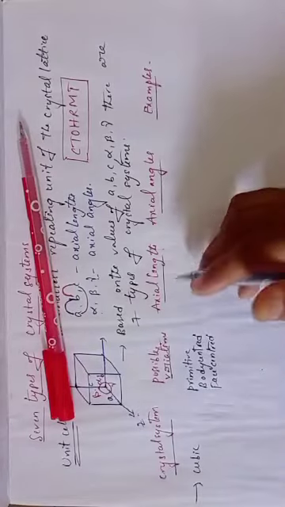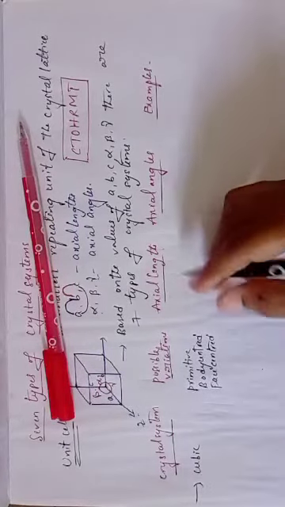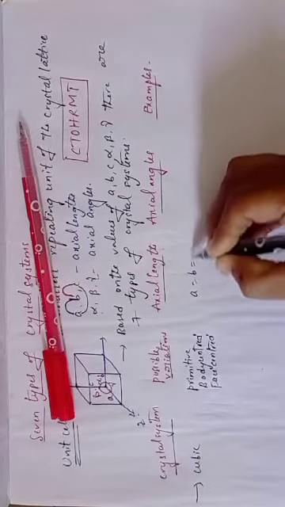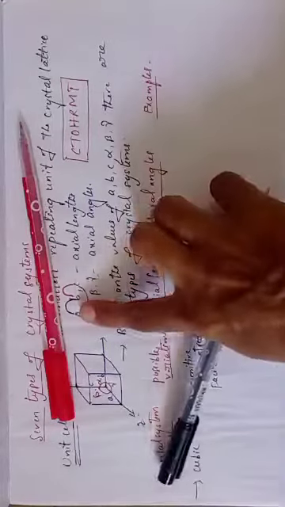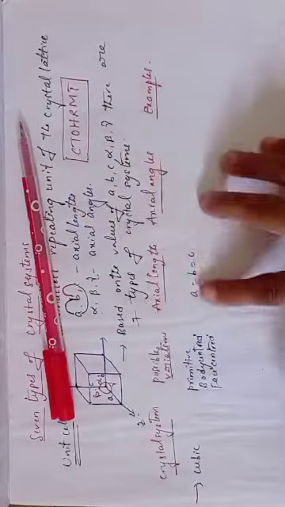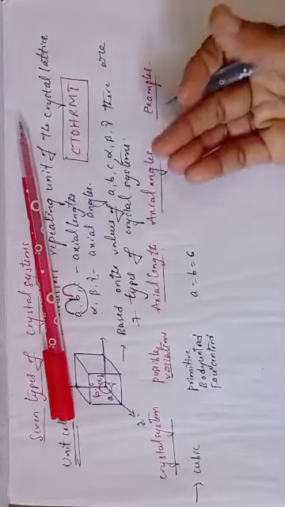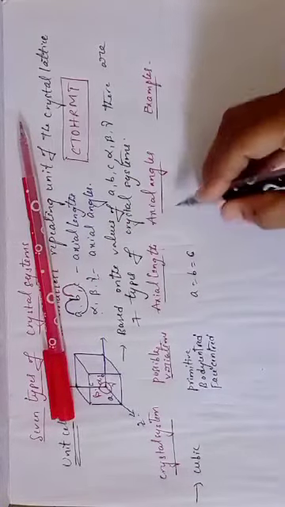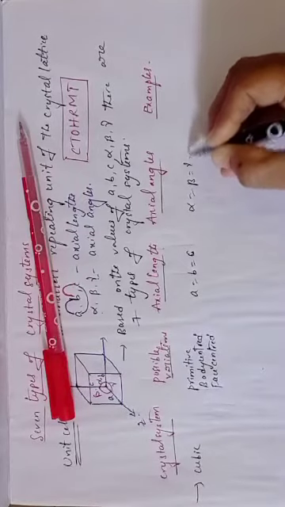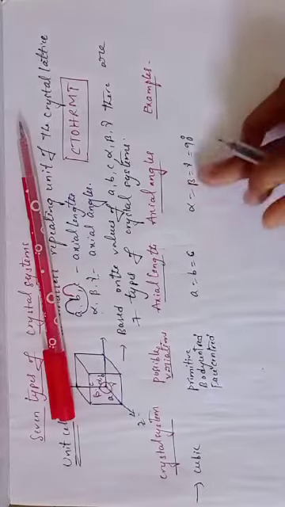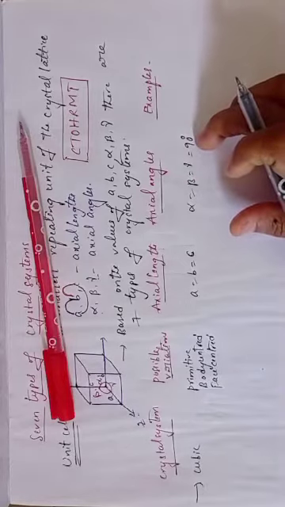So, axial lengths. What about the axial lengths, students, in the cubic system? A is equal to B equal to C. That means the ABC axial lengths are equal, students. All three axial lengths are equal. Axial angles. What about the axial angles, students? Alpha, beta, gamma are equal to 90 degrees. Now all values are the same, equal to 90 degrees.